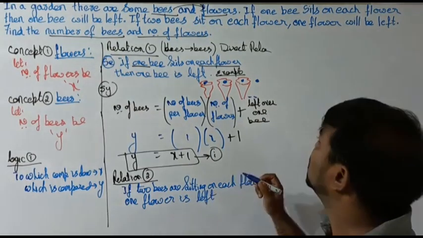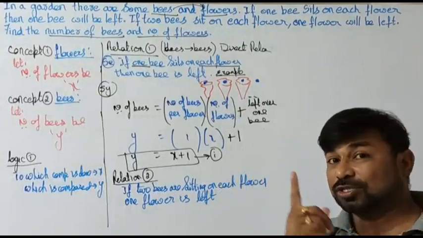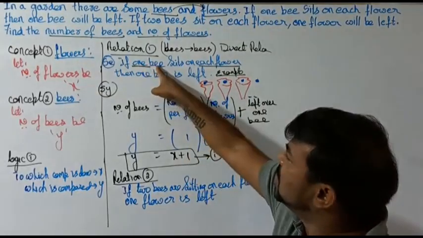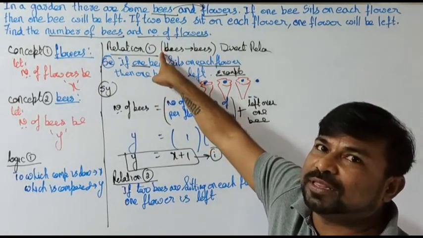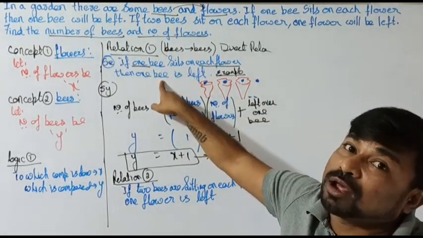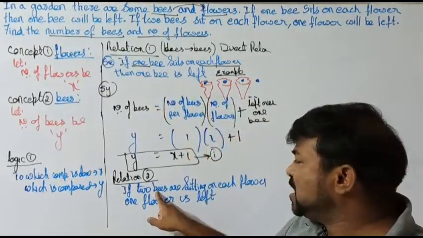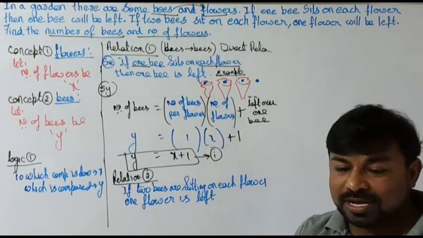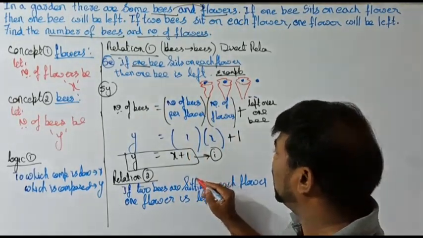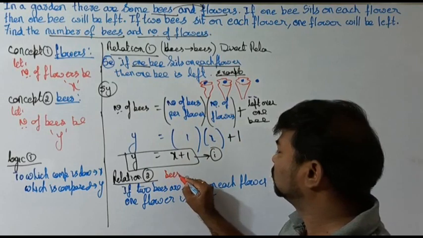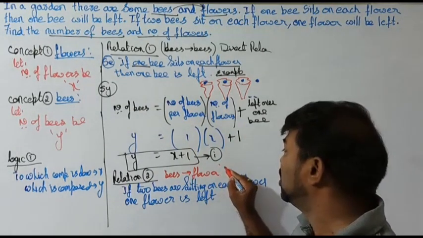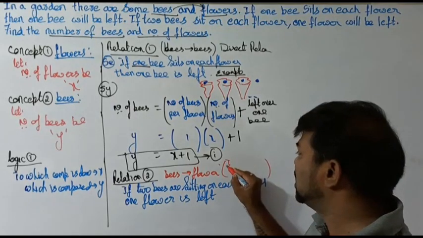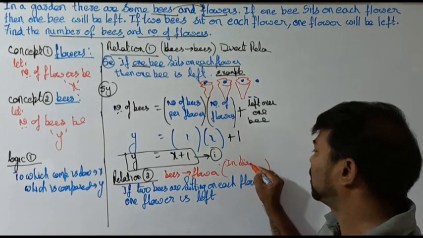This is the tricky part you have to remember. In the first relation, the relation is between the number of bees and the leftover bees only. Here, the relation is between bees and flowers. It is not a direct relation. I like to call it an indirect relation.